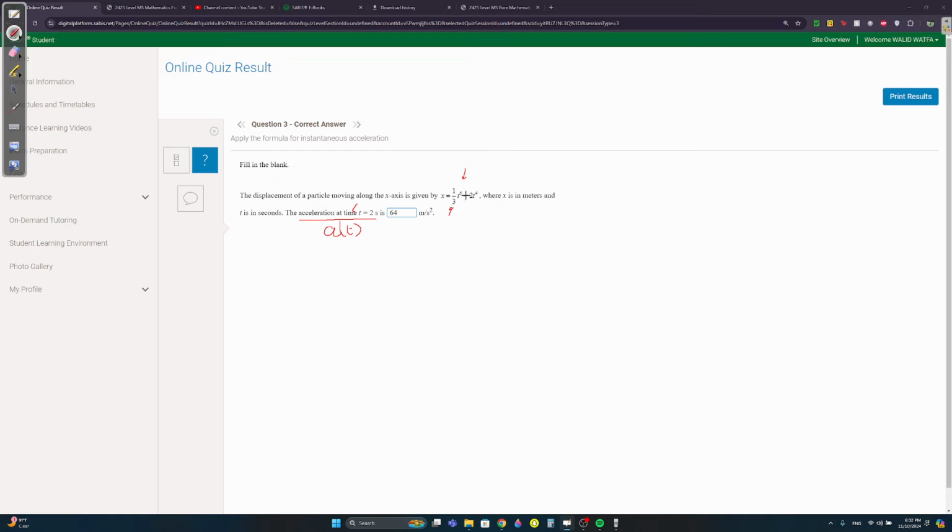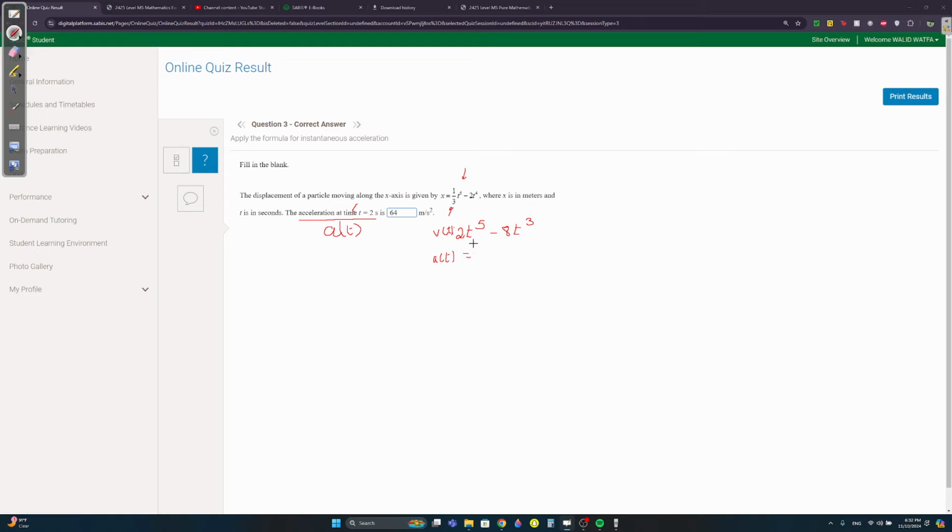So differentiate this. I think this is a 6. 6 times 1 over 3 is 2. Reduce the power by 1, it becomes t to the 4. Let's use the t to the 5. 4 times minus 2 is minus 8. Reduce, it becomes t cubed. Okay, so this is your v(t). We want x(t) as the a(t).